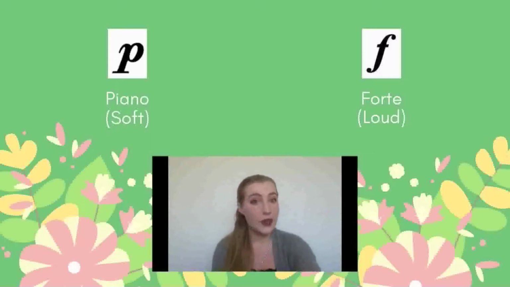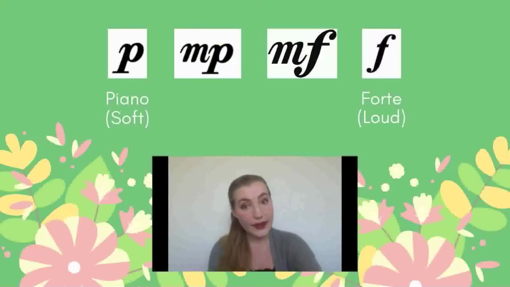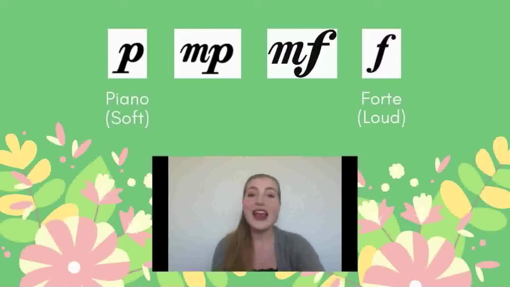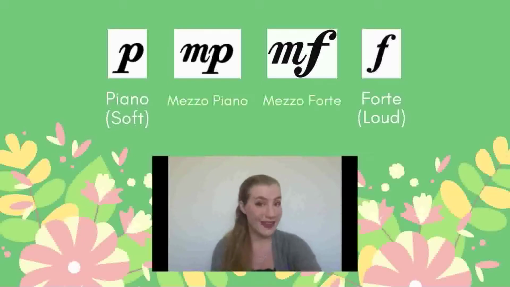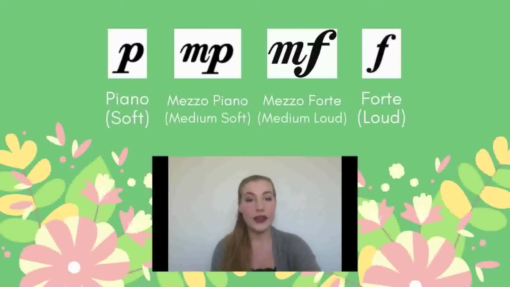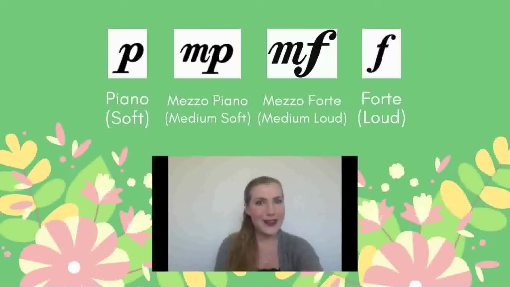So if you see a P in your music, a piano, that means they want you to play softly. If you see a forte in your music, an F, they want you to play loudly. That's all there is to it. So moving on from there, you might see an M in front of your piano or your forte. The M stands for mezzo, which means middle. So you have mezzo piano, mezzo forte. And what this means is medium soft or medium loud. So they're kind of in the middle, right?